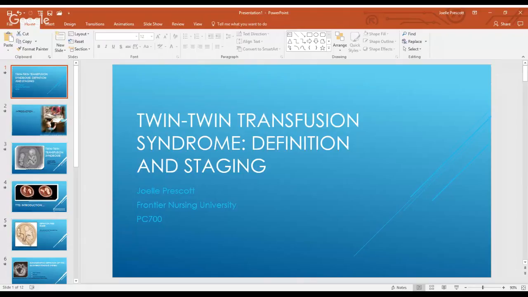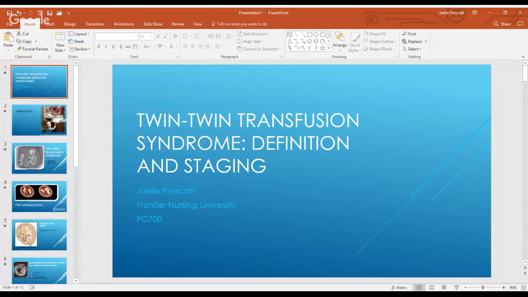In the picture to the left, this shows even placental anastomoses in a normal twin pregnancy. To the right is a twin-to-twin pregnancy. You can see that the unequal blood sharing causes a donor twin and a recipient twin, which creates the blood flow between the twins to be very unequal, chaotic, and disorganized, and it causes problems for both donor and recipient.